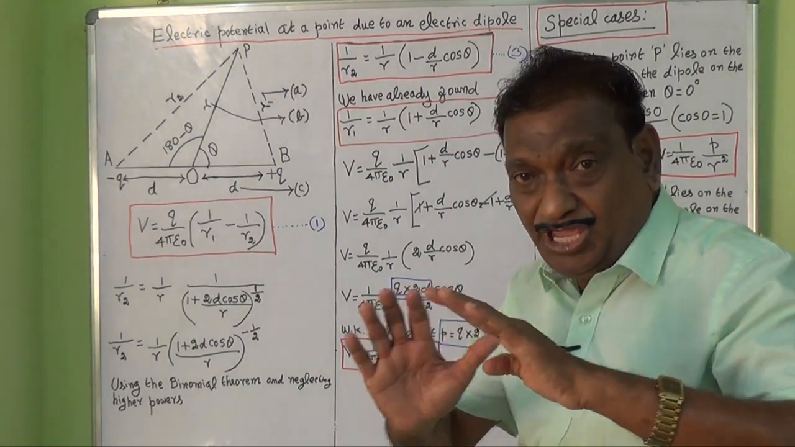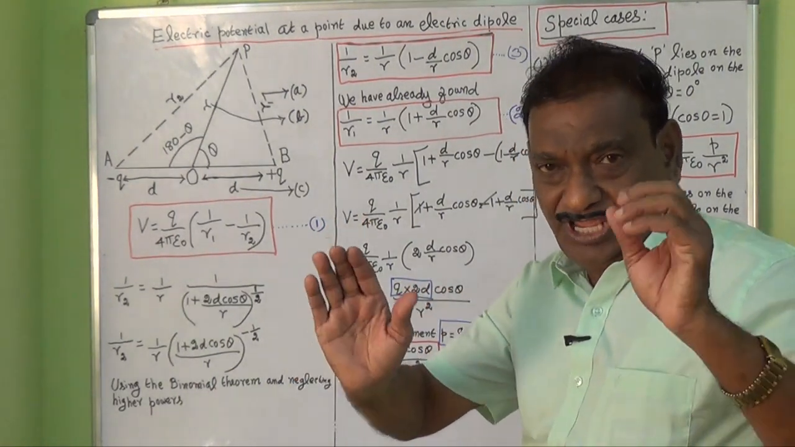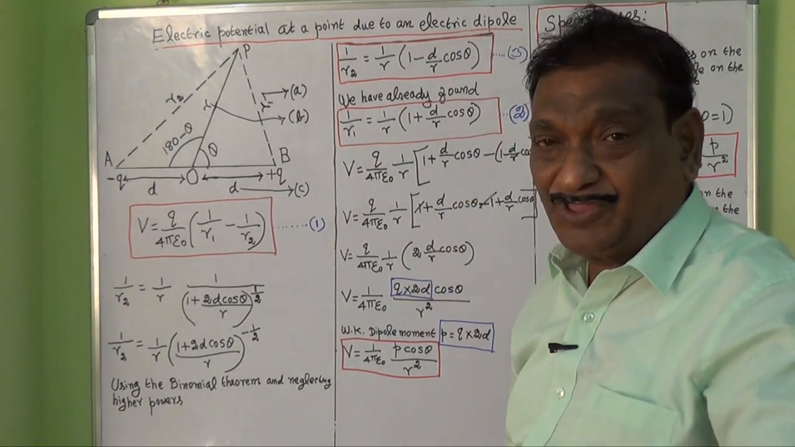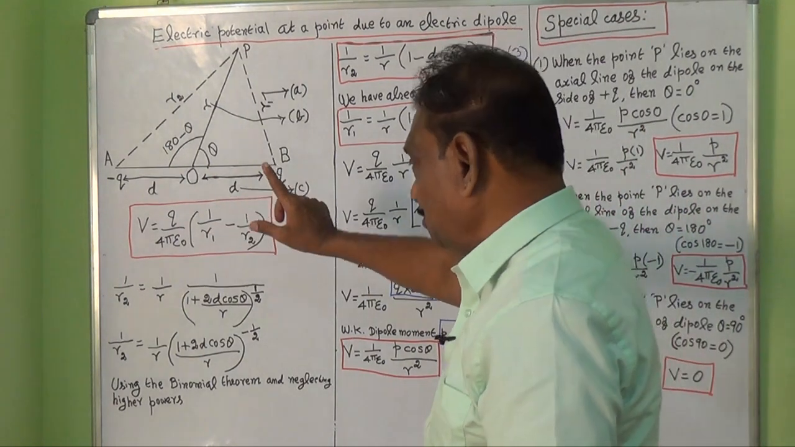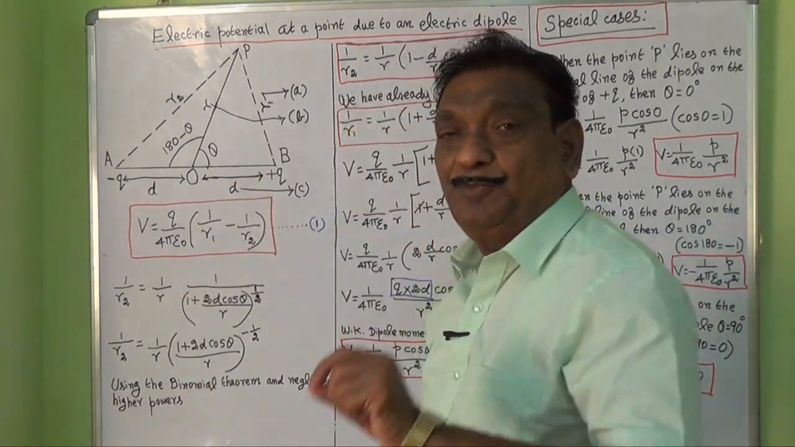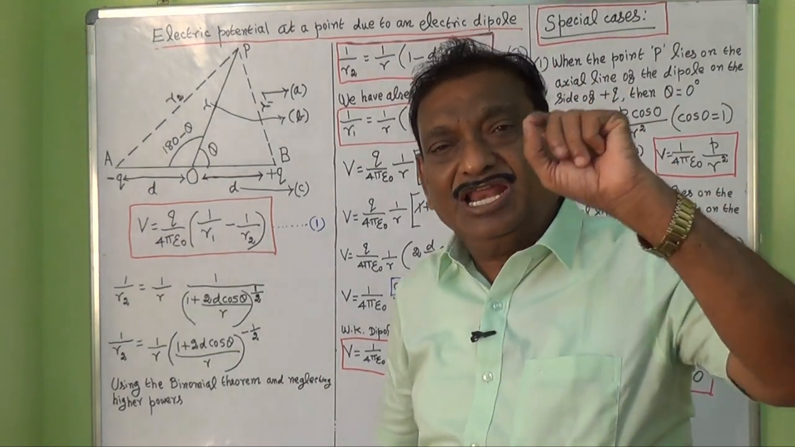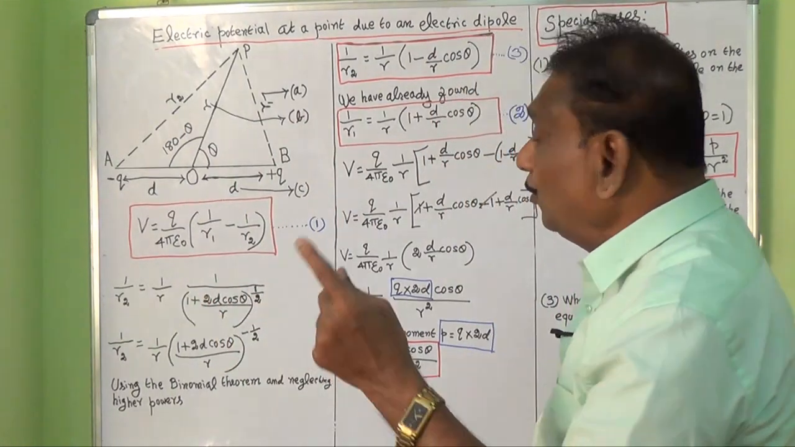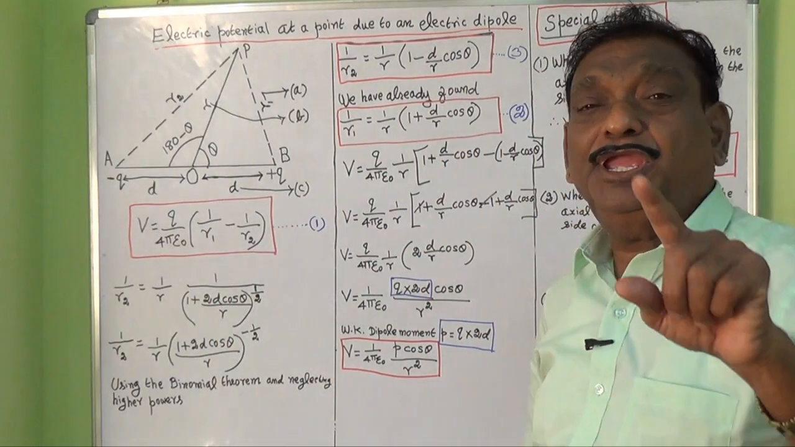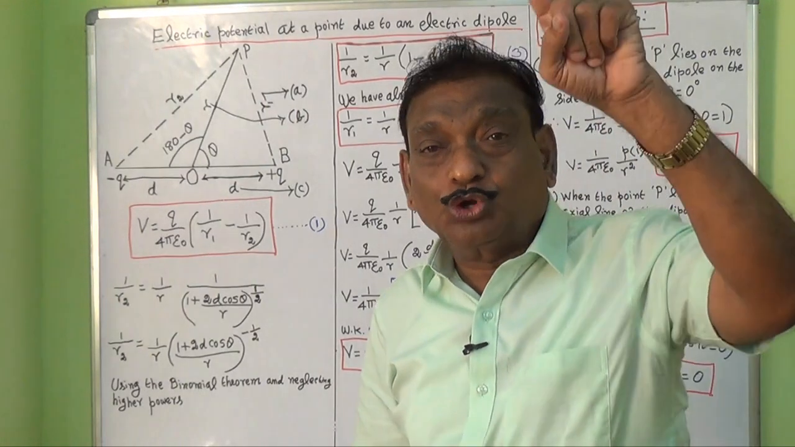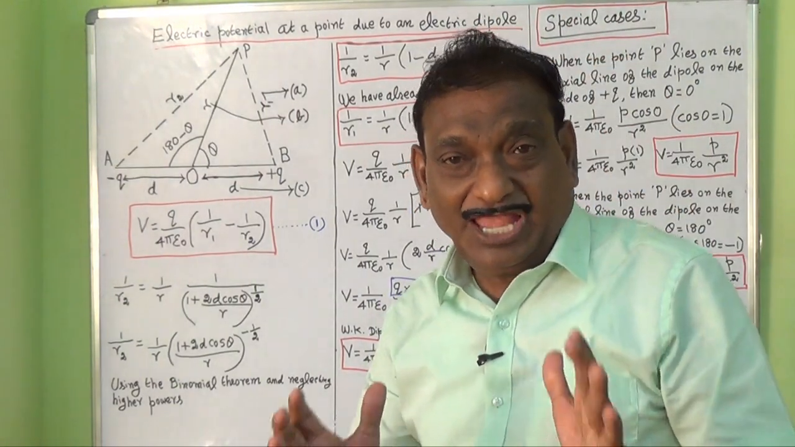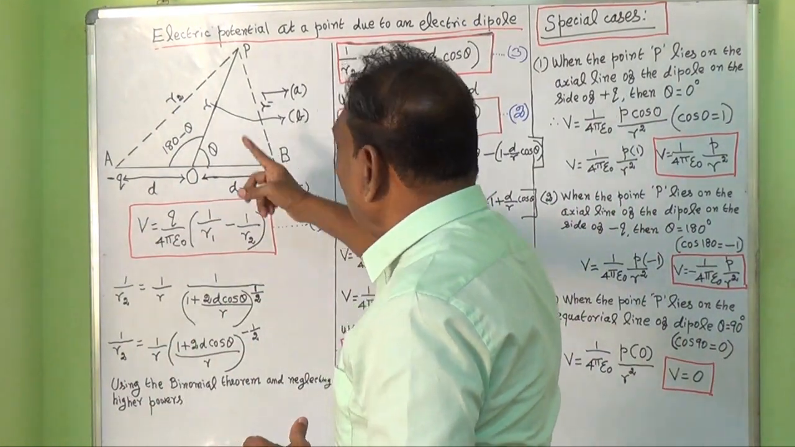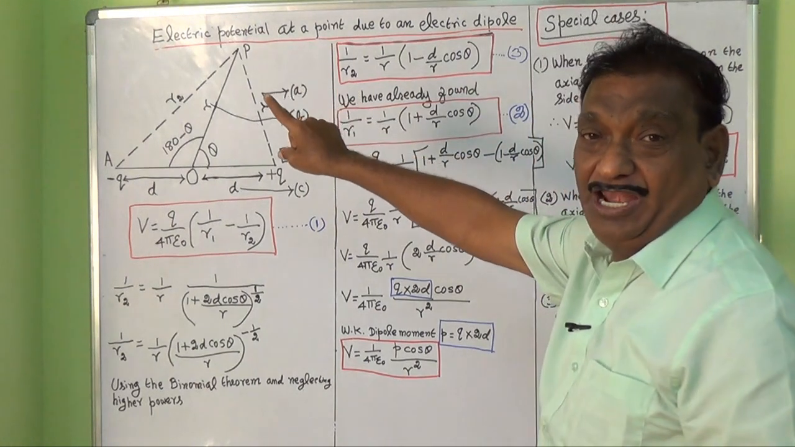Now we have seen two cases. One is when the point P lies on the axial line of the dipole on the side of plus Q. The other is when the point P lies on the axial line of the dipole on the side of minus Q. Now we are going to see when the point P lies on the equatorial line, that is the perpendicular bisector of this dipole AB, what will be the electric potential.